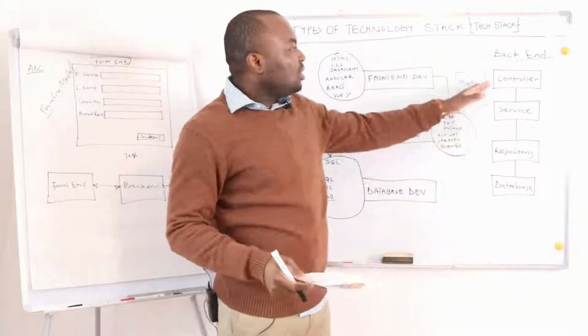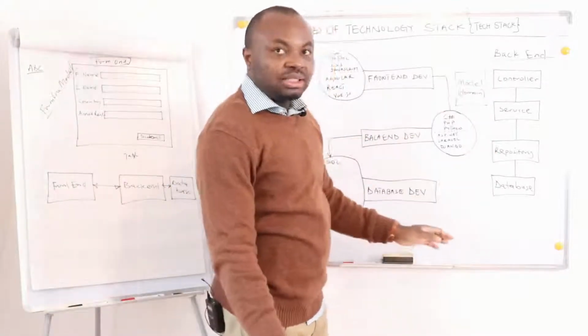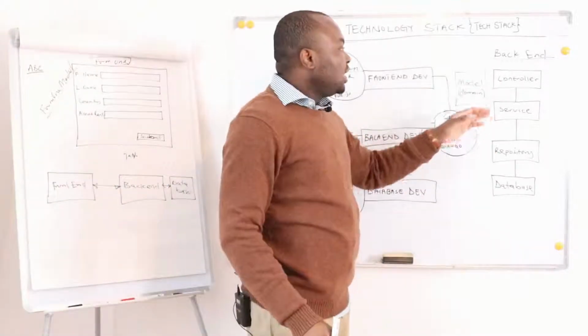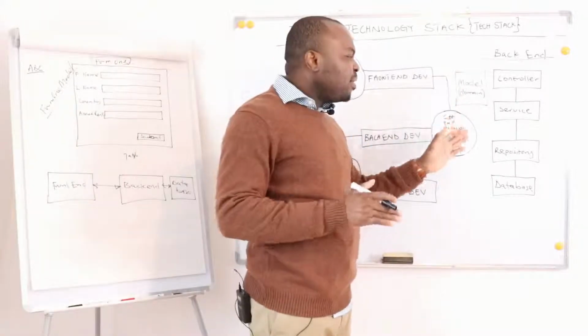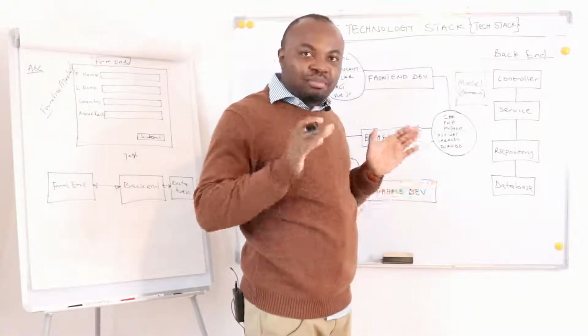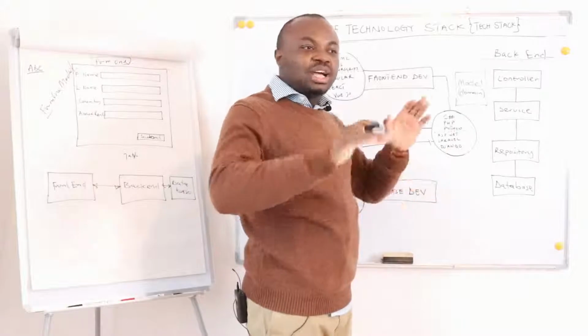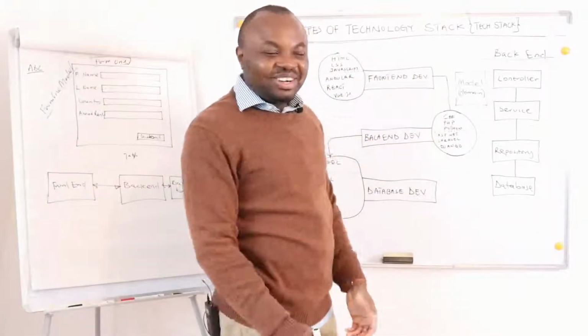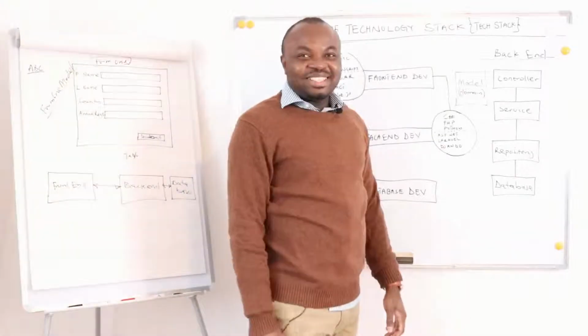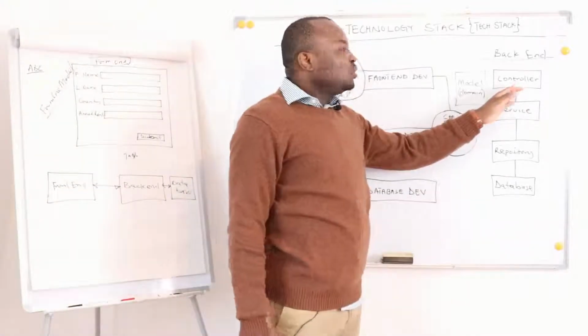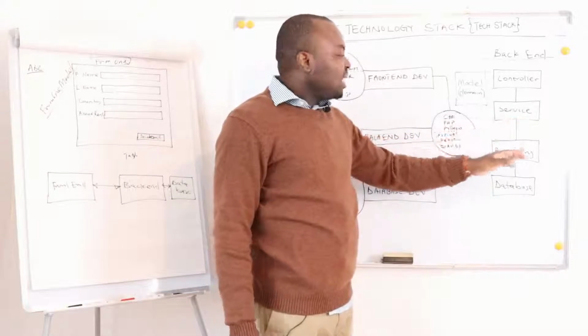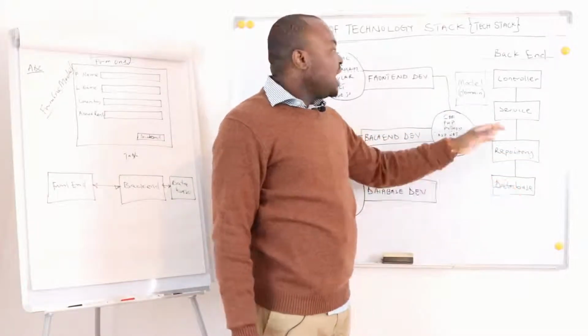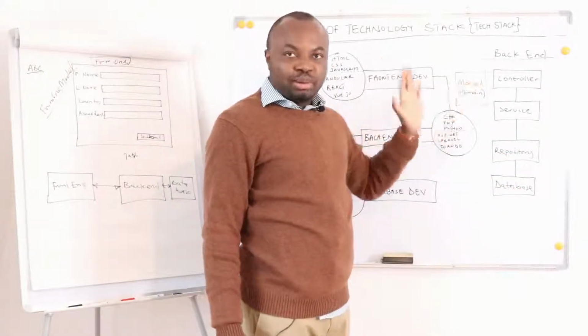Now let me run through some of these components on the back end. Within your back end we have four main components, and that's what you will be talking about almost all your life as a developer. We have the controller, the service, the repository, the database, and then a model that we call the domain model.